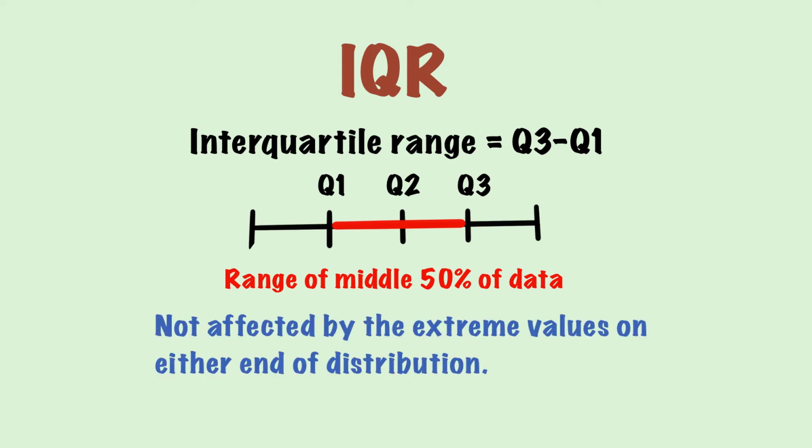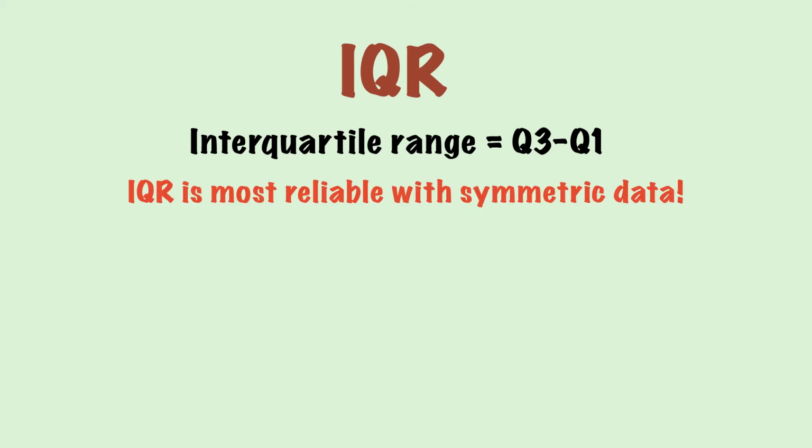IQR is better than range since it's not affected by extreme values. In fact, we deliberately ignore the first and the last 25% of data to reduce the impact of outliers. Still, IQR has the disadvantage that it is most reliable with symmetric data.